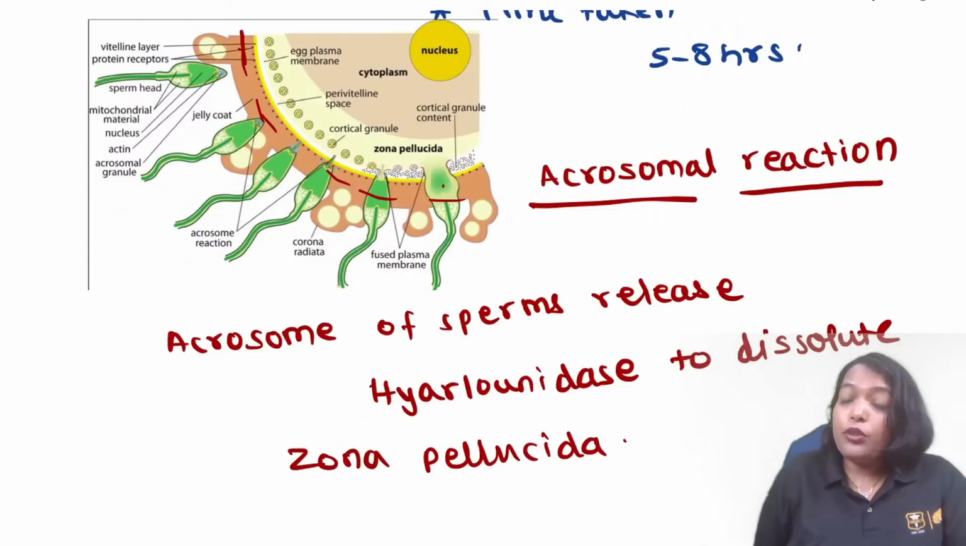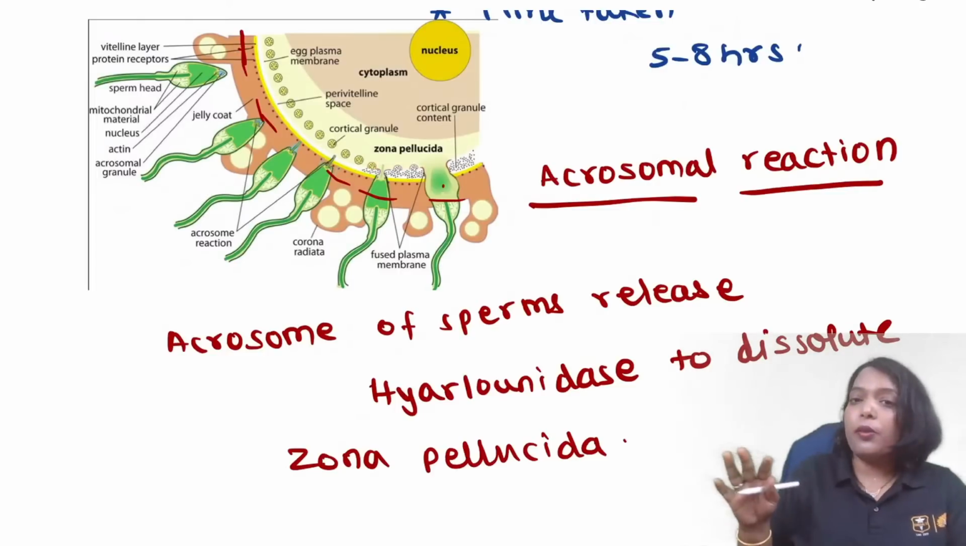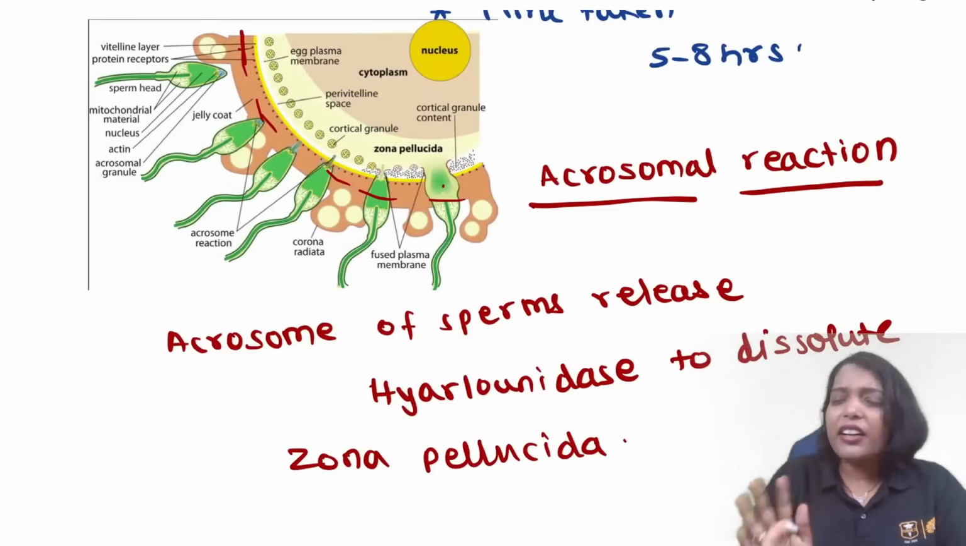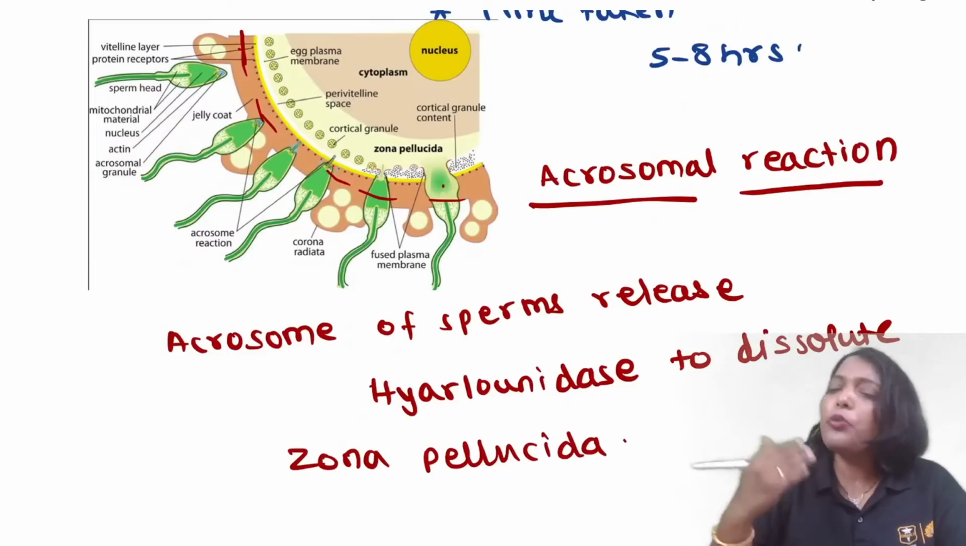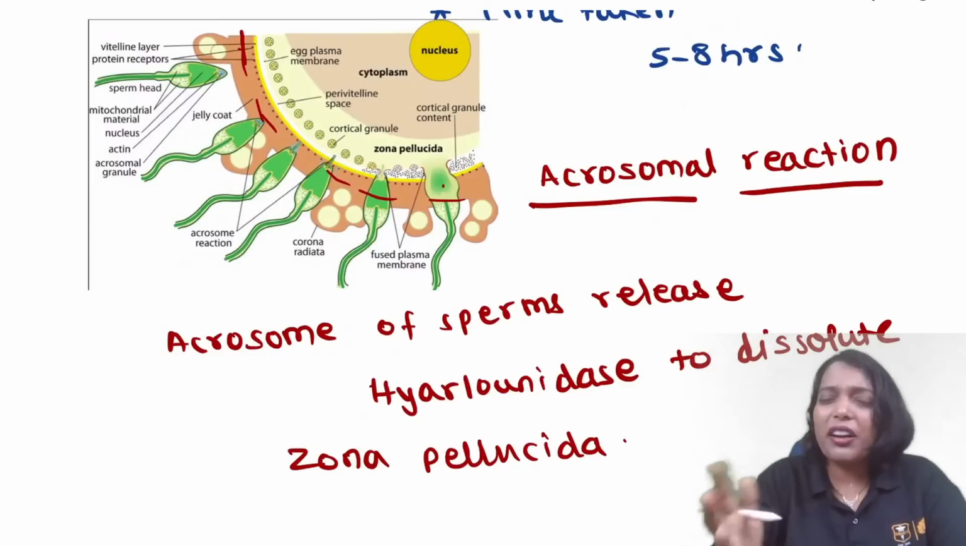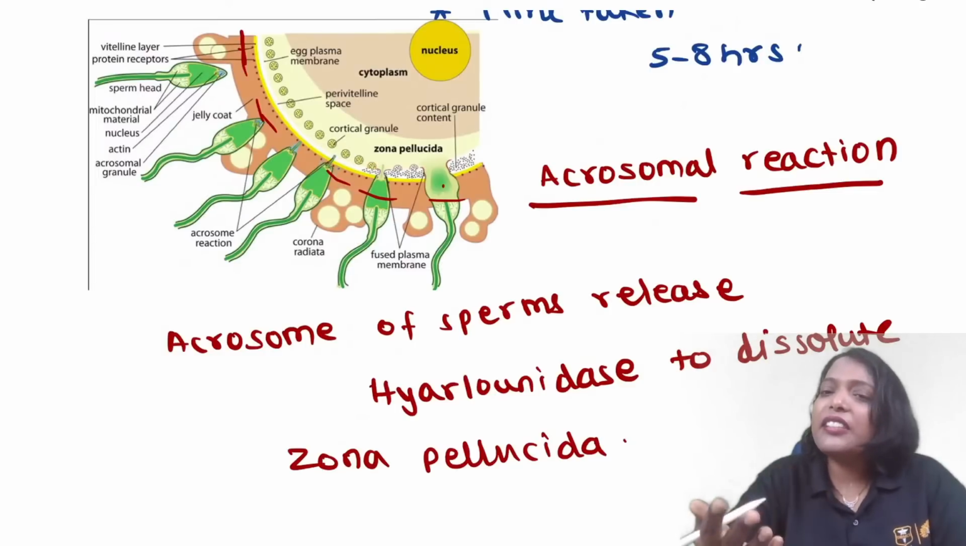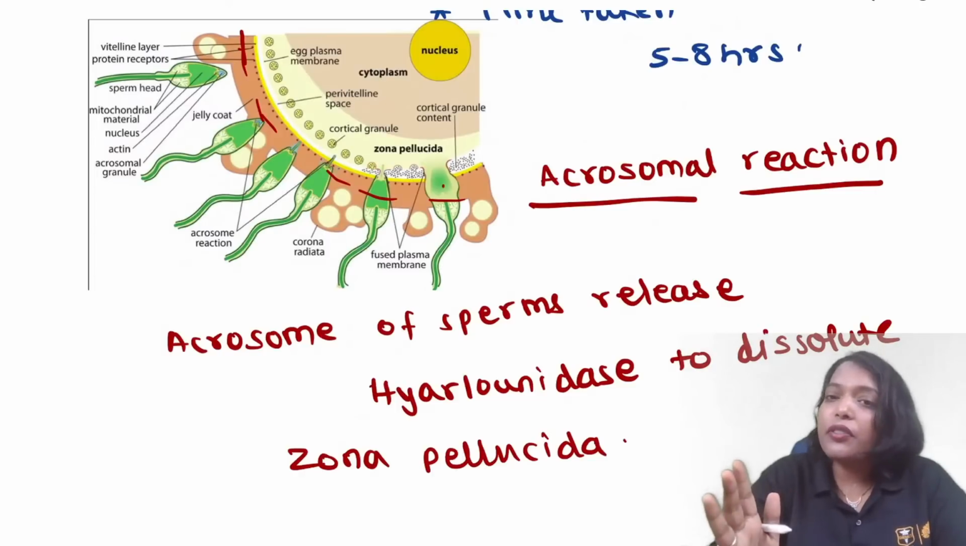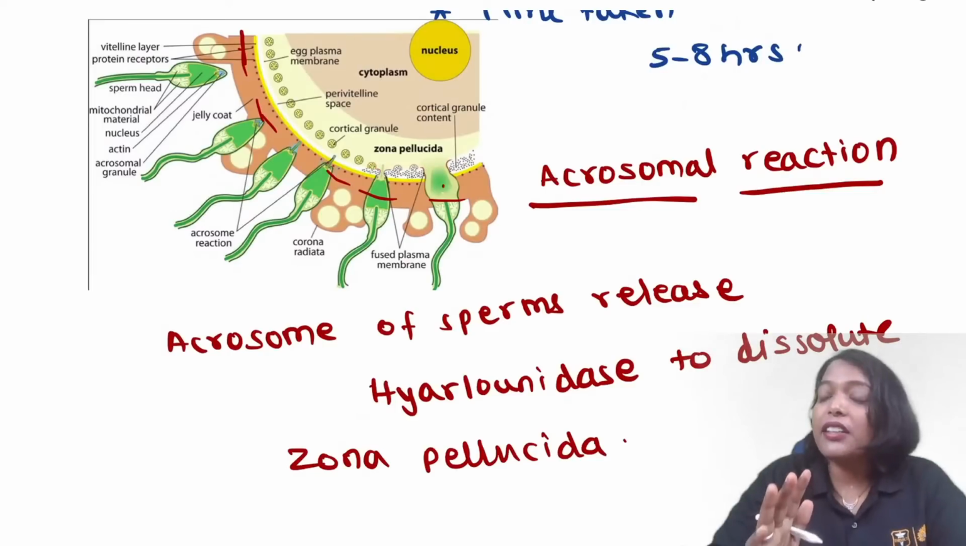The acrosomal reaction is done by multiple sperms. To be frank, hundreds of sperms. I told you only 2 million will cross the cervix. After that, only some 100, 200 sperms can reach the zona pellucida. These hundreds of sperms cause the acrosomal reaction, where they try to dissolve the zona pellucida.